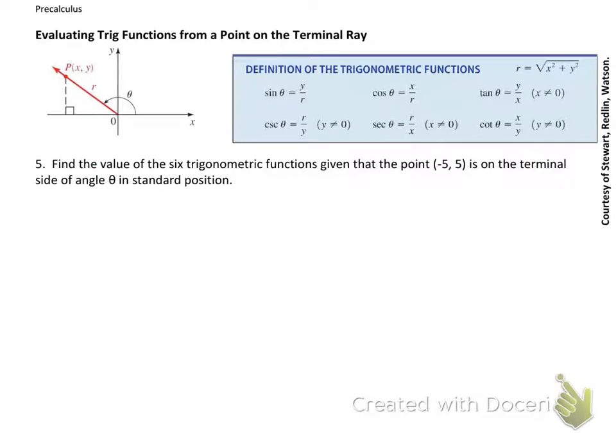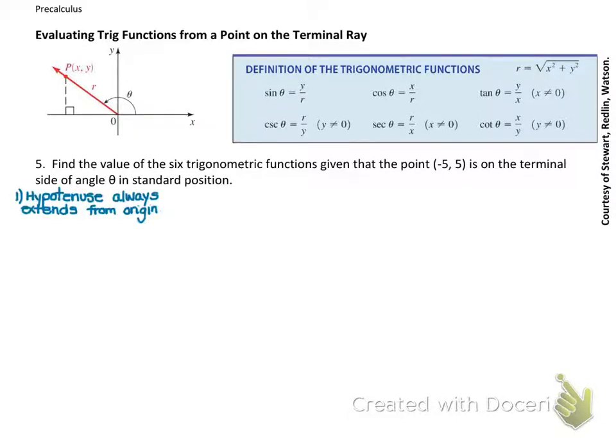Okay, so now what we're going to do is evaluate trig functions from a point on the terminal ray. So let's dive into an example. Find the value of the 6 trig functions, which are sine, cosine, tangent, cosecant, secant, and cotangent, given that the point negative 5, 5 is on the terminal side of the angle theta in standard position. So all important words: terminal, theta, and standard position.